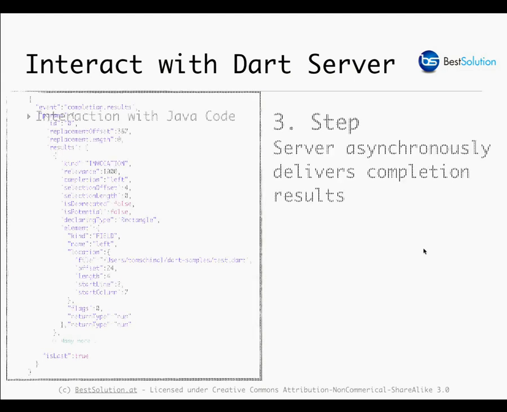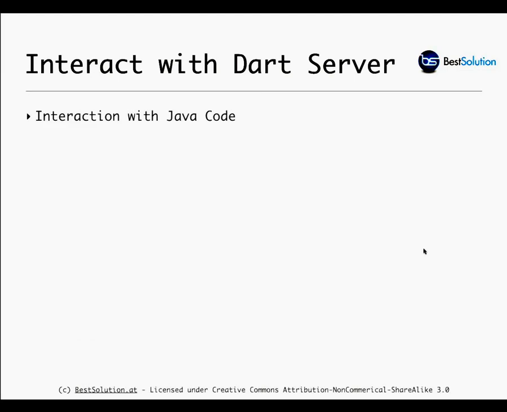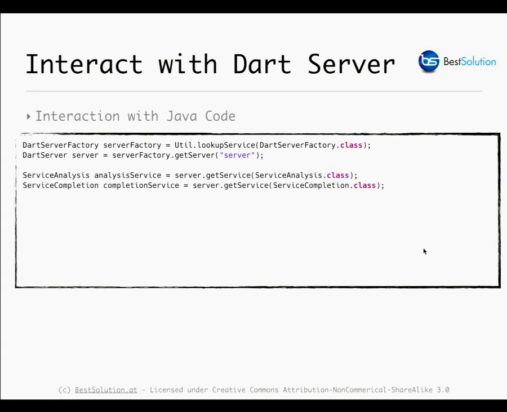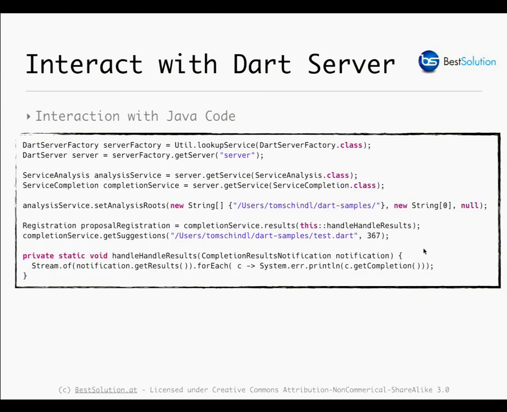So we have written a Java API on top of that, so you don't need to craft all these messages yourself. The interaction looks like this. You get a Dart server instance, you get some services, you set the analyzing root, and you call out for the autocompletion on the Dart server. And the Dart server will asynchronously, at some point in time, respond with all the autocompletions that it found at a certain position.